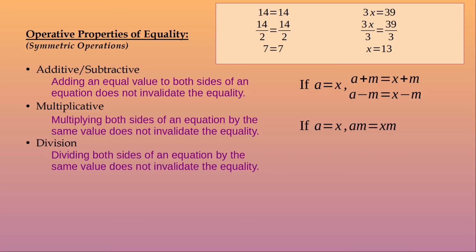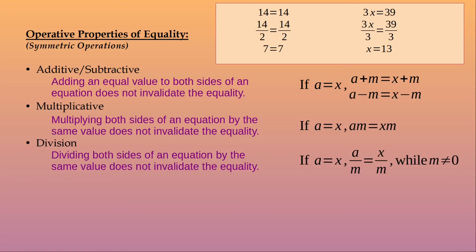Up here I've got 3x equals 39. To undo the multiplication by 3, I'm going to divide both sides by 3. So if I multiply by 3 and then I divide by 3, I have effectively done nothing, and that will just leave me with that x. 39 divided by 3 is 13. So we can divide by whatever we like on both sides.